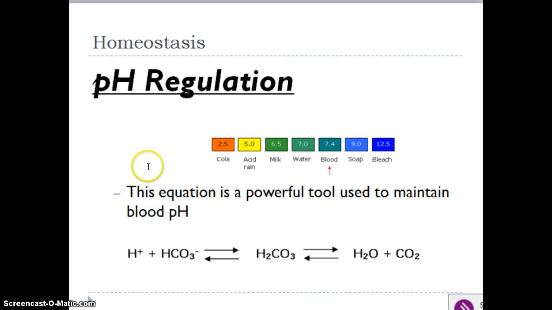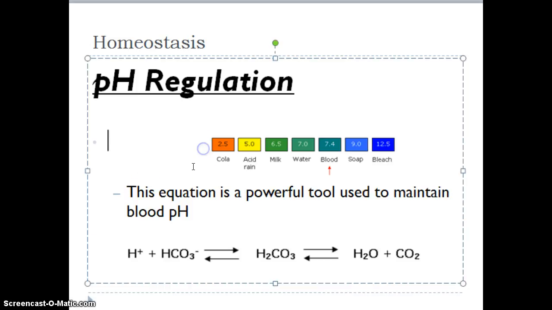pH regulation is another aspect of homeostasis. pH regulation involves keeping the acid content of our blood constant at 7.4. Now, if we drink a Coca-Cola, it's going to have an acidic content of 2.5. It's very, very acidic. The lower number, the higher the acid.